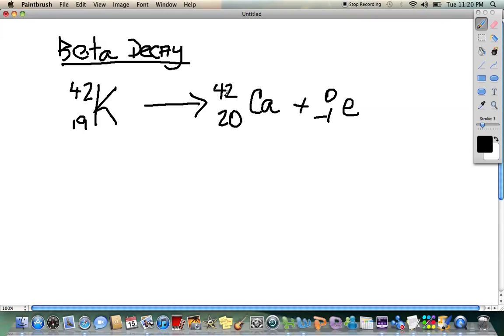But this is how you would do the problems in the do now. Just look at the type of decay, balance out the numbers, and identify what they are in the periodic table.